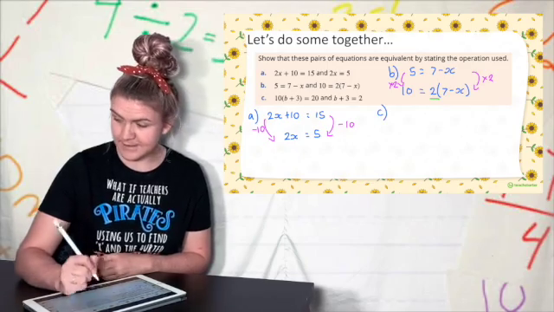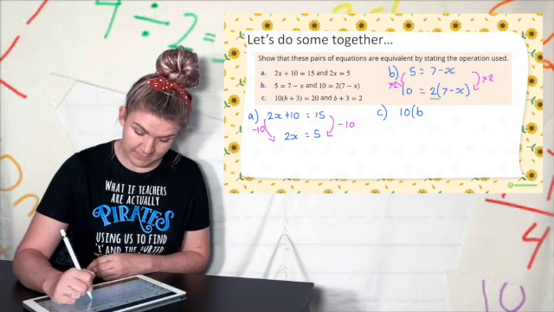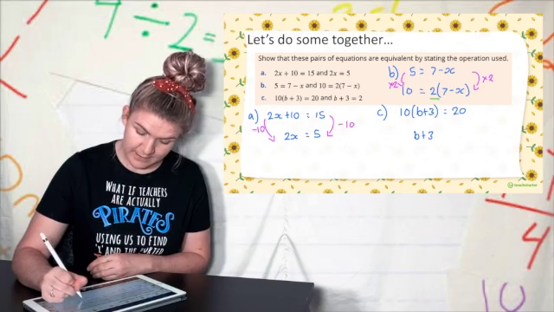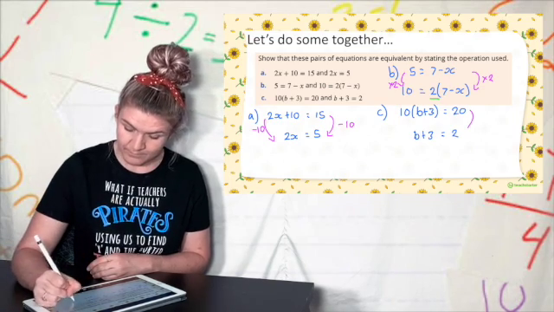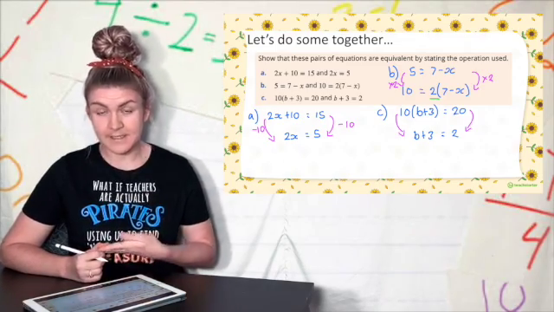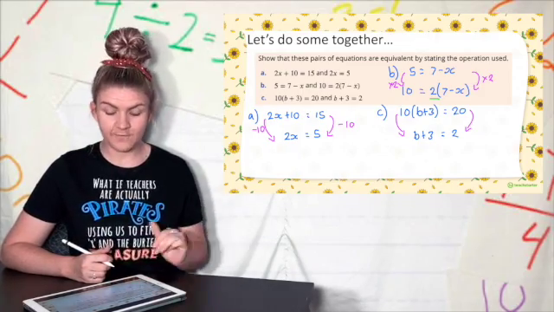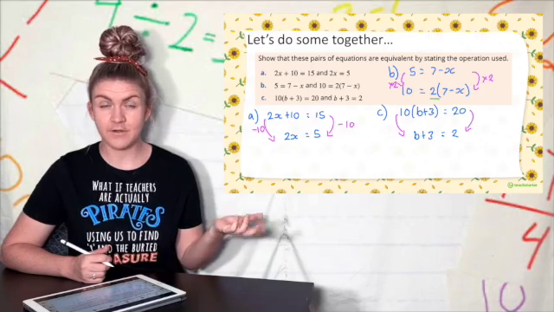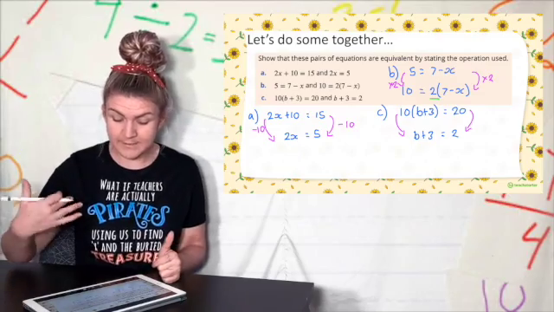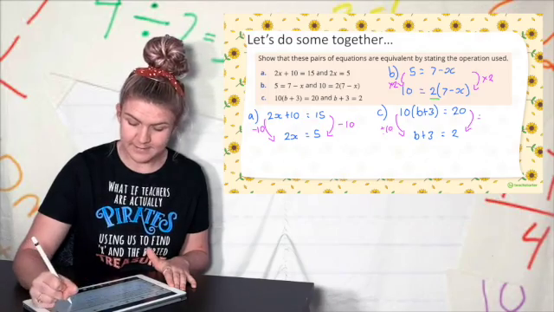And lastly, C. I have 10 times b plus 3 equals 20, and I have b plus 3 equals 2. Now on the left-hand side, the b plus 3 has stayed the same, but the 10 has disappeared, which it was times 10. So if times 10 has disappeared, I'm probably going to have to do the opposite of times 10, which is divide by 10. And on the right-hand side, I have 20 divided by 10 is 2. So that's correct. I've got divide by 10 on both sides.